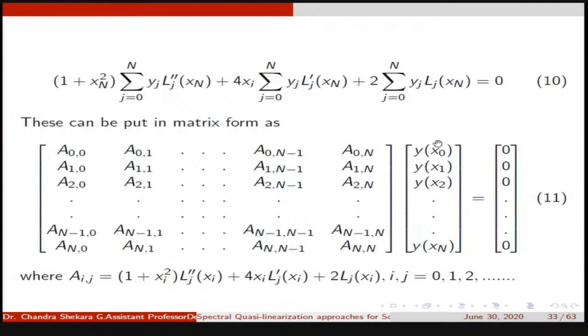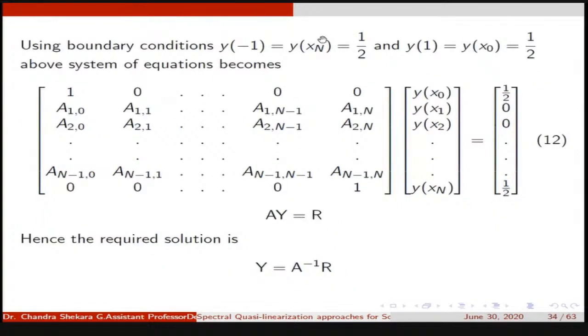So this y vector is equal to the right hand side. Since it is a homogeneous equation, this is the right hand side. Then after applying the boundary conditions, this is the right boundary condition, and in the last row you can implement the left boundary condition. Then this is the complete system of linear equations of this form: Ay = r.